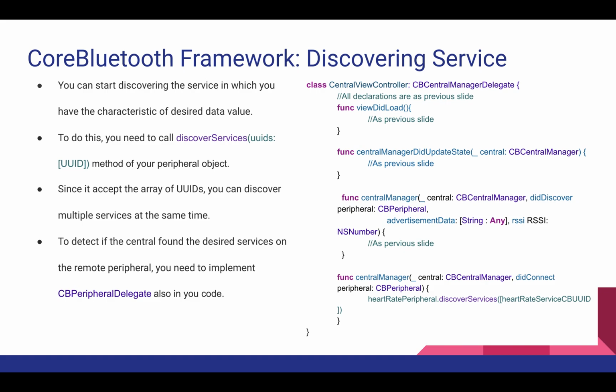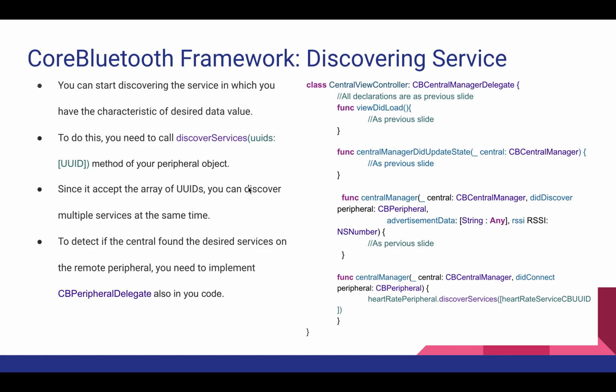You can start discovering the service in which you have the characteristic of the desired data value. To do this, you need to call discover service, and you need to pass that array of the UUID to the peripheral object. Since it accepts the array of UUID, it means you can discover multiple services at the same time. To detect if the central found the desired service on the remote peripheral, you need to implement the CBPeripheral delegate also in your code, like in my code. Okay, I will explain in the next slide for that.